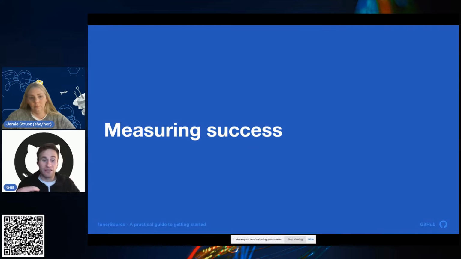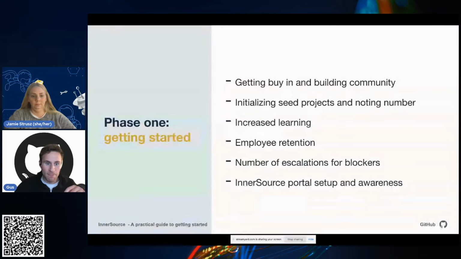So when we measure success with just getting off the ground and starting out, Jamie mentioned before, there are these 3 phases, which are getting started, establishing regularity, and then gaining momentum. So just to look at phase 1 here. Again, just getting started. The things that we're looking at are largely, I don't want to say ineffable, but they're really hard to get numbers from, right? We want to focus on getting the buy-in and building the community.